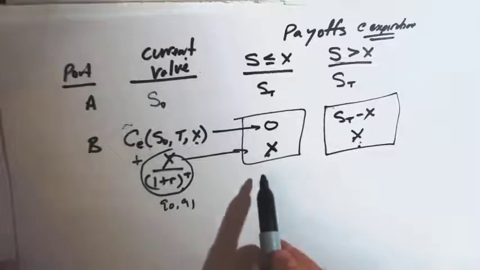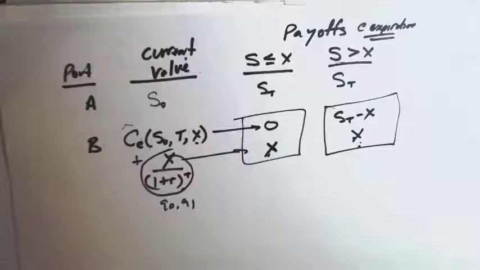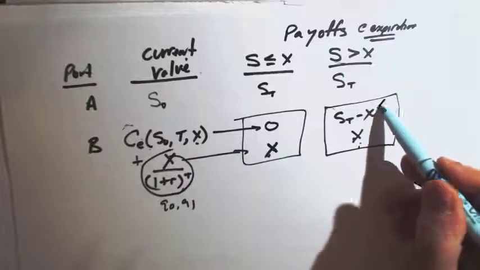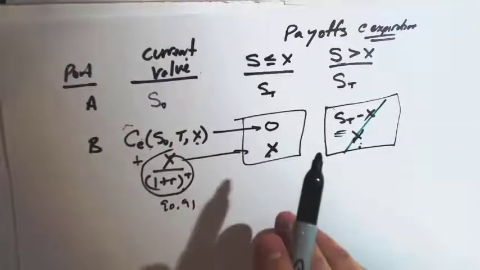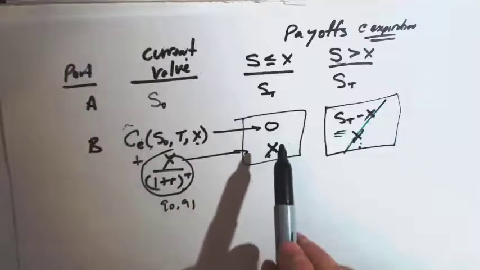So now, if we compare these two situations, oh, by the way, let me get this in green here. Minus X plus X cancels. You notice that? So these cancel out. You still have this ST, but the X is canceled. And so now let's compare the two portfolios.